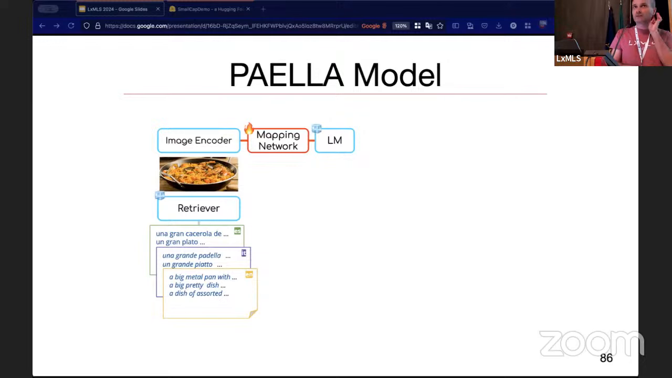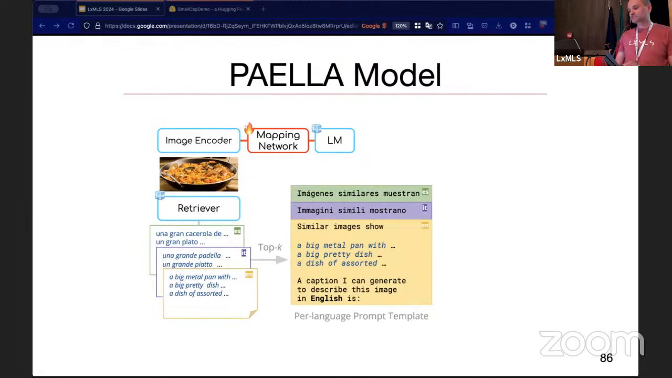There's no guarantee that they will. And they're also language specific. So if we're trying to do image description in Spanish, we'll grab some sentences in Spanish or in Italian or English and so on. And then for a given language, we will take the top K retrieved sentences and put this into a prompting template where I'm showing the one here in English.